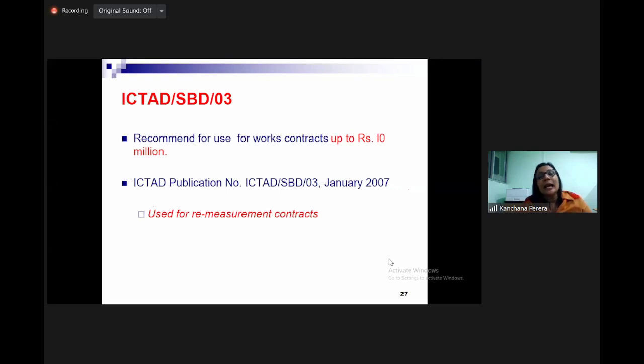If it is a design and build project, we don't measure, remeasure and pay. It's at the beginning we agree. Why? Contractor is responsible for the drawings, design and construction. Therefore, we cannot do the remeasurement.